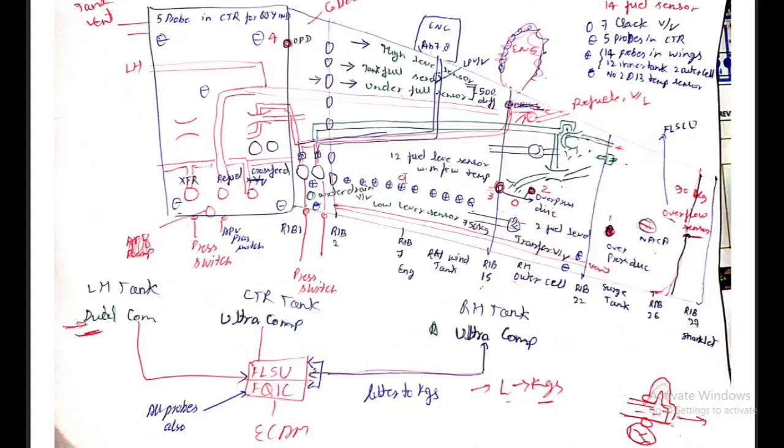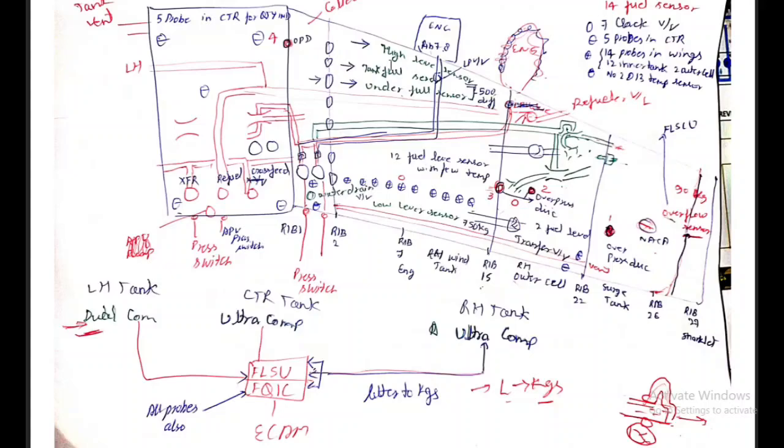Now the very important thing I wanted to tell: why did this image come into the picture? I discussed a lot of things. There is a transfer valve also from the inner cell to the outer cell. But the main thing I brought this image for is that I want to discuss these three points: high level sensor, tank full sensor, underfull sensor. This is very important, and I don't want to draw the same diagram again.